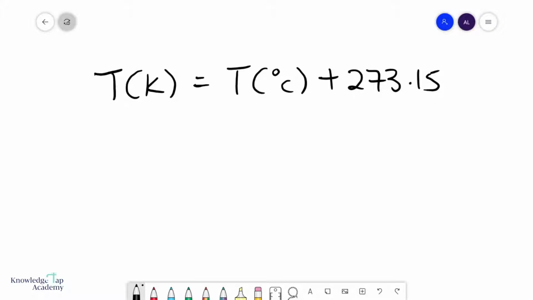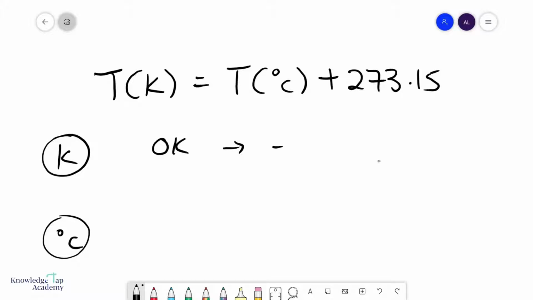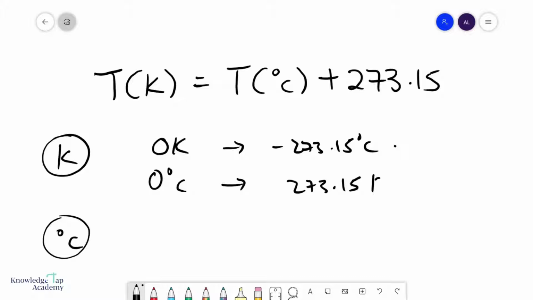One way to remember it is, of course, degrees Celsius is always below Kelvins. The corresponding Kelvin value of the same temperature is always larger than the degrees Celsius value. So for example, 0 Kelvin would be minus 273.15 degrees Celsius, and 0 degrees Celsius is 273.15 Kelvin. So Kelvin is always numerically larger than degrees Celsius.